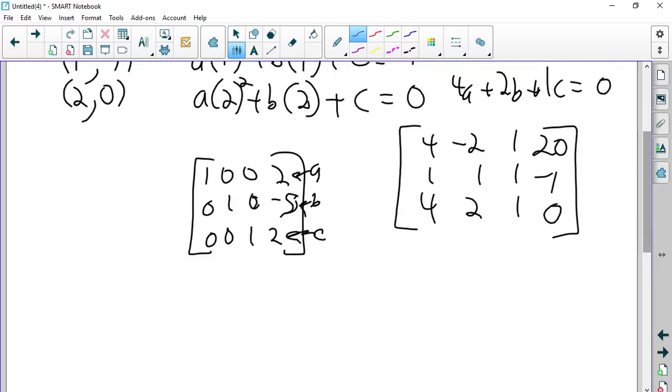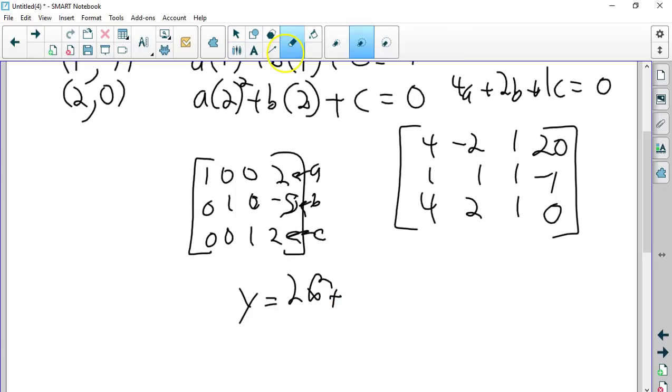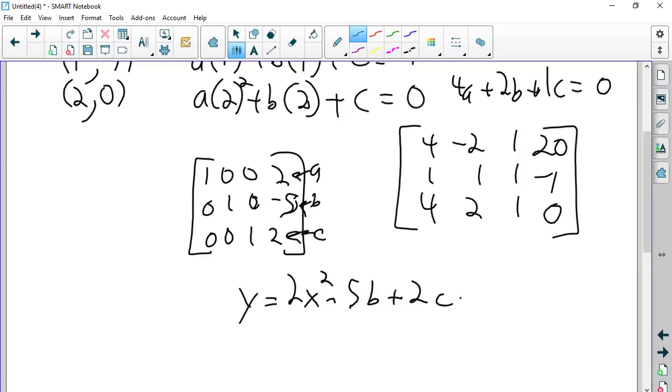So I go back down to my original equation. Y equals A x squared plus B, which in this case is a negative 5, plus C, which is 2. Silly me, and this should be an X. I am just off of it today. Sorry. So 2x squared minus 5x plus 2. That is my equation of the parabola.